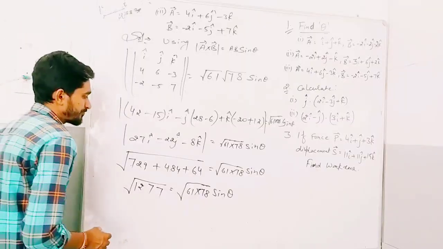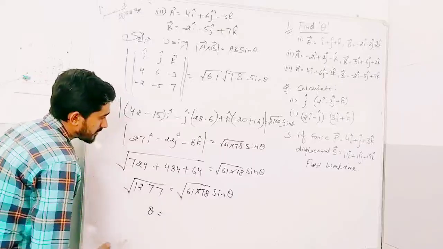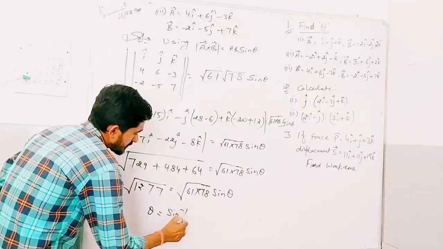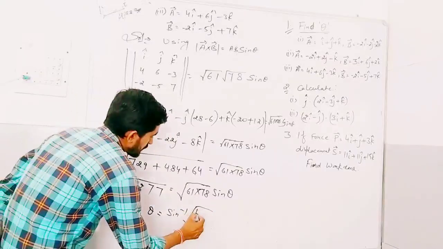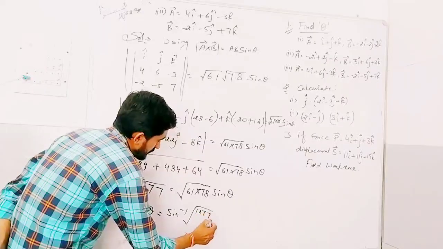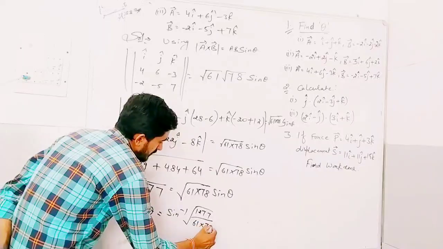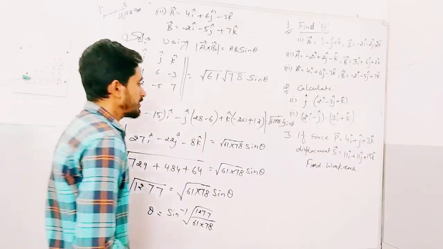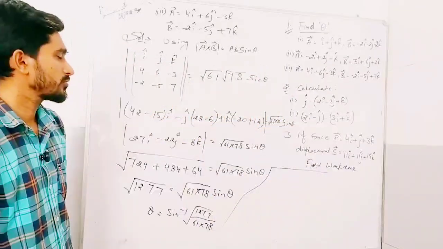78 sin theta. Okay, let's find theta. Theta is sin inverse of under root 1277 upon 61 into 78. Sin inverse of this value. Let's confirm it with the cos component, or cos theta.